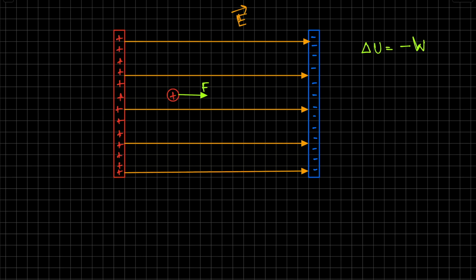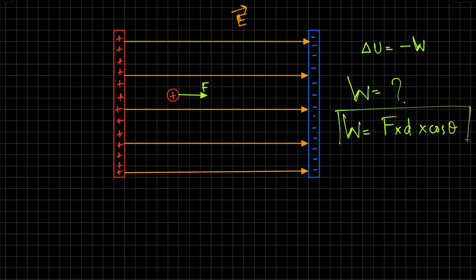Now, what is work done? What is the equation for work? Work equals force times displacement. If there is an angle between force and displacement, you should multiply with cos theta as well. So that's the equation for work done.